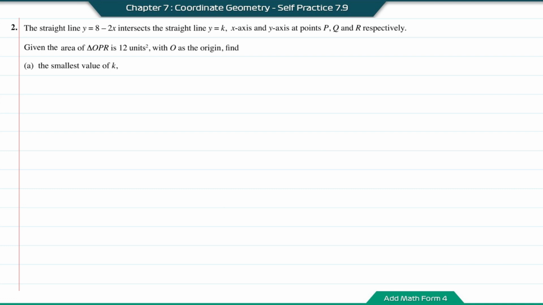Question number 2. The straight line y equal to 8 minus 2x intersects the straight lines y equal to k, the x-axis and the y-axis at points P, Q, and R respectively. Given the area of triangle OPR is 12 units squared, with O as the origin, find A, the smallest value of k. So here we're going to transfer the information into the Cartesian plane so we can see it clearly.